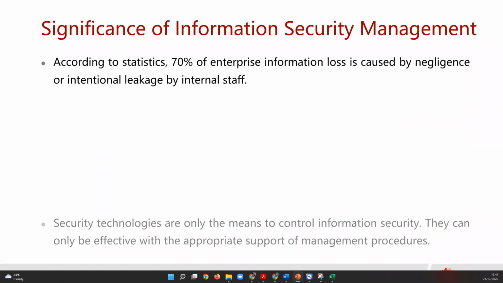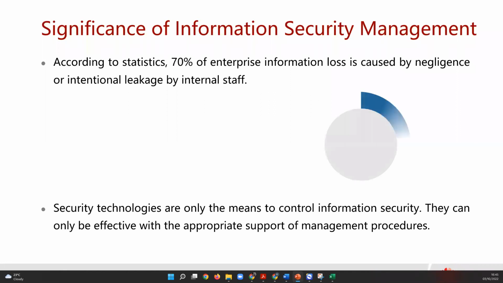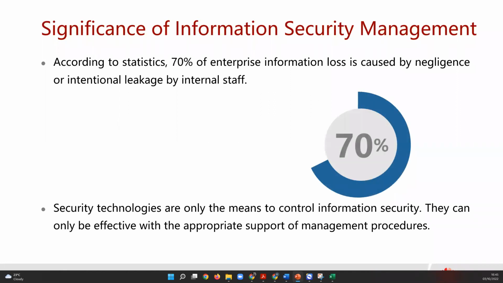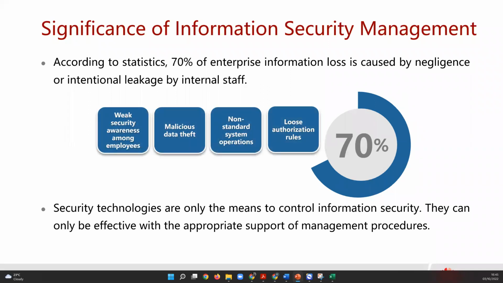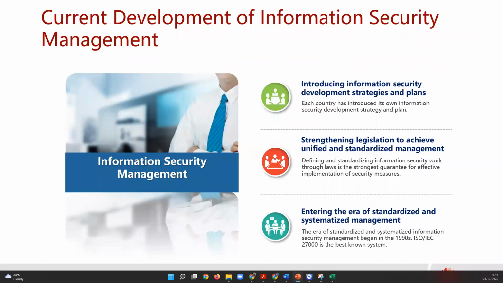And then also remember that 70% of the loss in terms of information is usually caused by intentional leakage by insider threats. It's crazy. Weak security awareness, malicious data theft, non-standard system operations, and also loose authorization rules. So always remember, technologies can take 30%, but management is 70%.